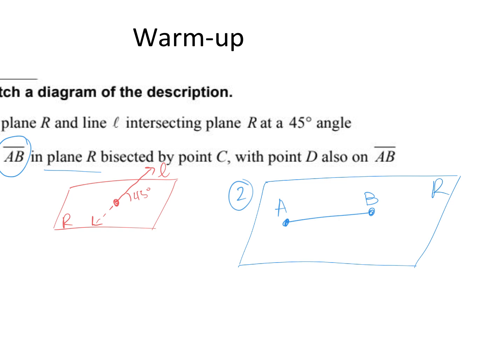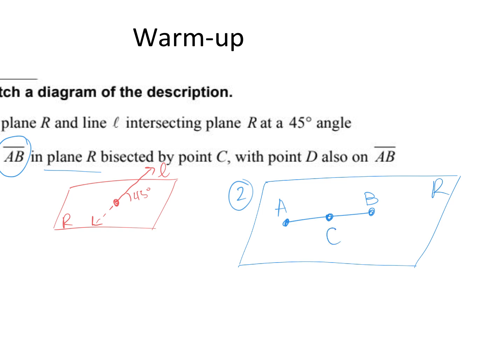Bisected by a point C. What does that mean? In the middle of the line. You can't be in the middle of a line because the line extends forever. In the middle of the segment. So draw in the middle of the segment, put a point, and put the letter C.